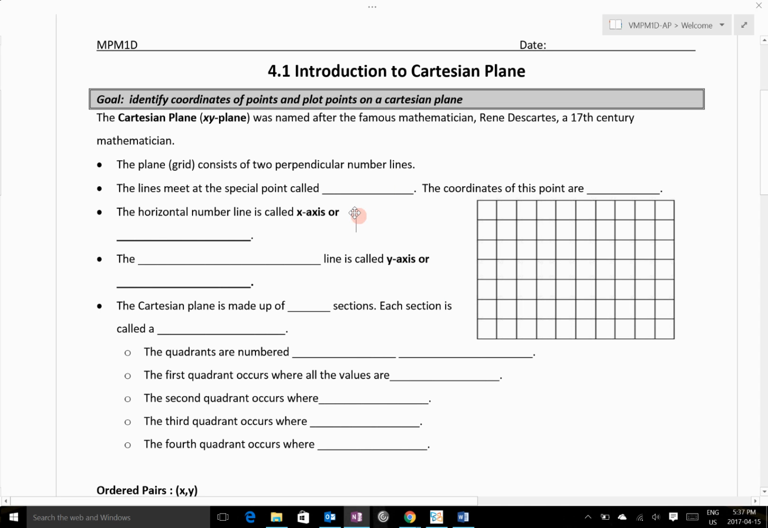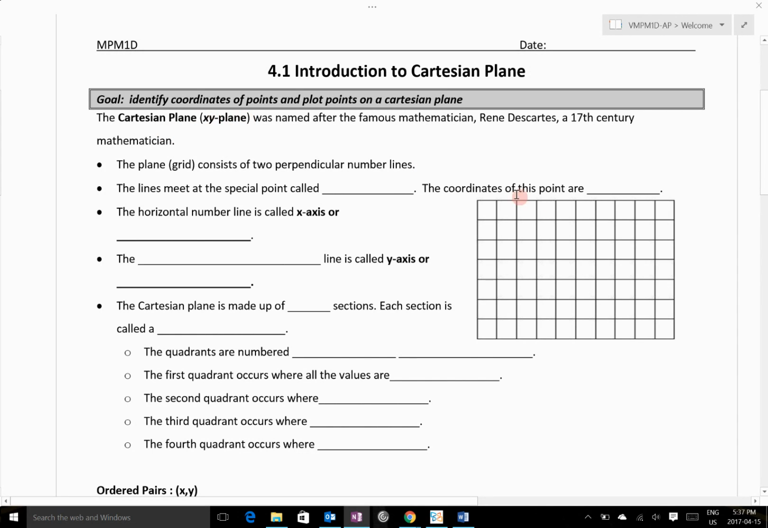4.1 Introduction to the Cartesian Plane. So in this lesson, I'm going to show you what this Cartesian plane is. It's a way for us that we can plot points and coordinates. And the Cartesian plane itself came from a famous mathematician named René Descartes in the 17th century. And we also sometimes call it the XY plane.